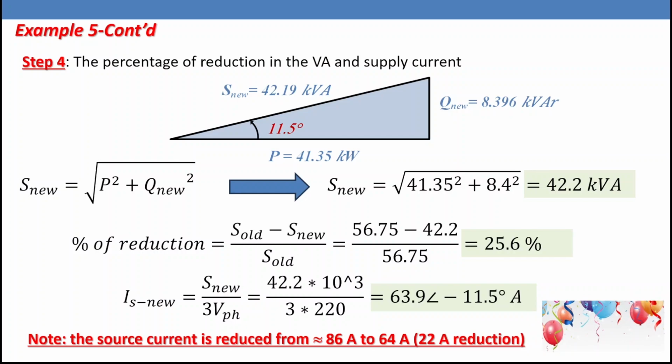So that is going to save some losses. For example, if we have 1 ohm resistance and we reduce the current by 22 ampere, we are going to save losses of 3 multiplied by 22 squared multiplied by 1, which is in the range of 1.45 kilowatt. So it's a big reduction.